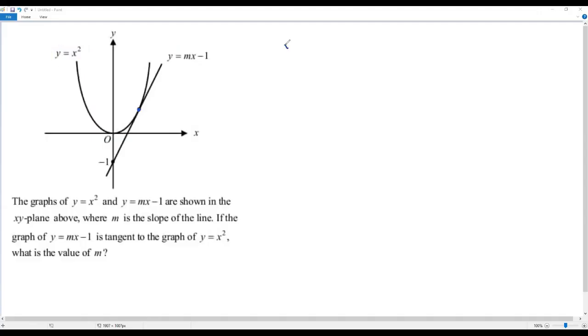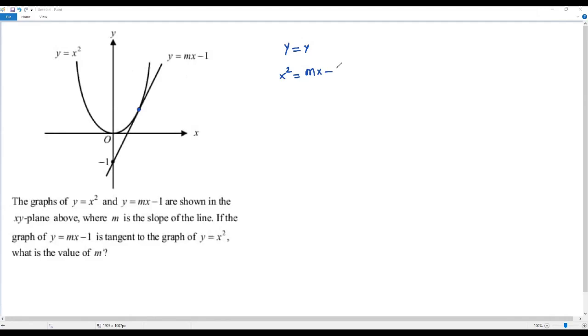For that we have to write y equals y. For the y on the left side, we can consider the first equation, y equals x squared. We have x squared for y, so we can plug in this x squared for the y on the left side. And for the y on the right side, we can consider the second equation. We have mx minus 1 for y. We can plug in this mx minus 1 for y on the right side.